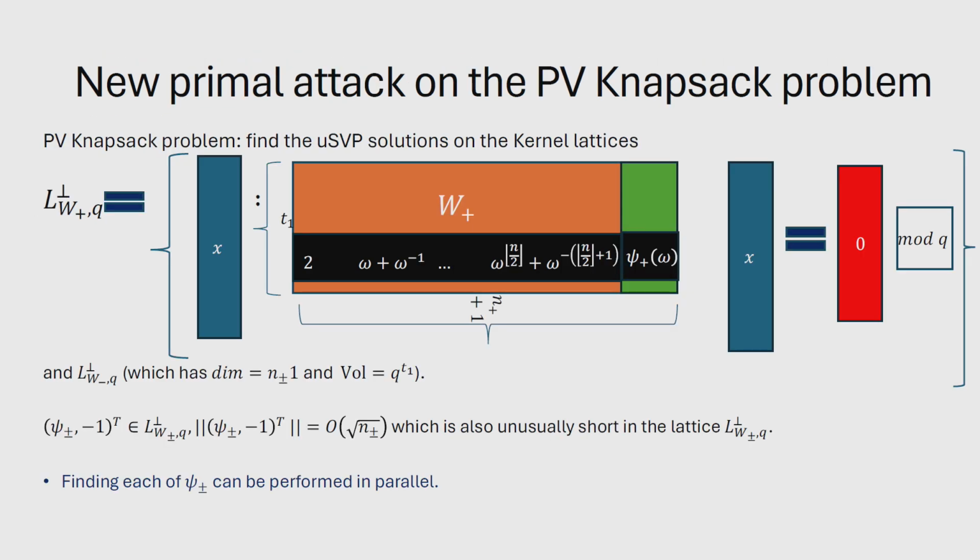Like before, we have a knapsack problem, and the task is to find this unique short vector on the kernel that is generated by this W plus and W minus respectively, which is unusually short, like from the last argument. Now, since the evaluations are explicitly computed, we can just perform this lattice reduction step in parallel. Like, we don't need to wait for lattice reduction to finish and then do the second one. So the lattice reduction can be performed in parallel for finding psi plus and psi minus using two different lattices.